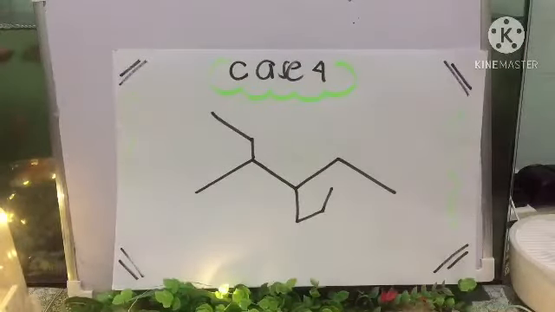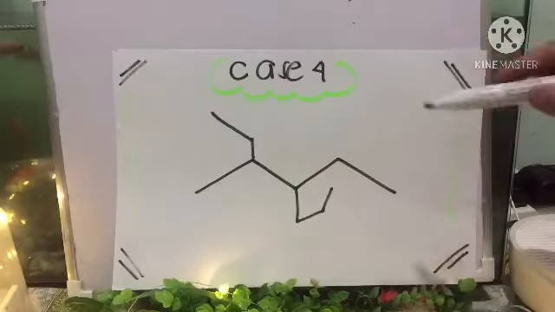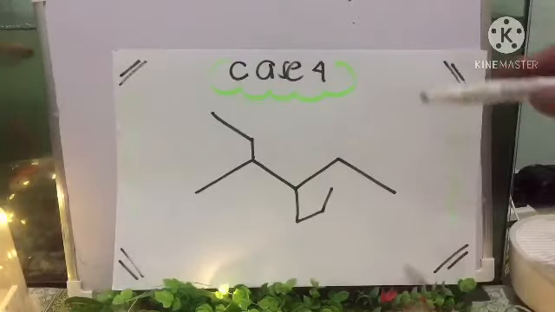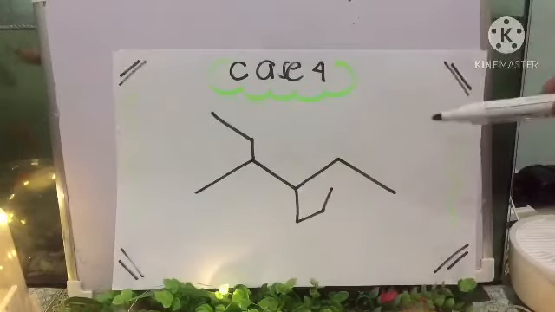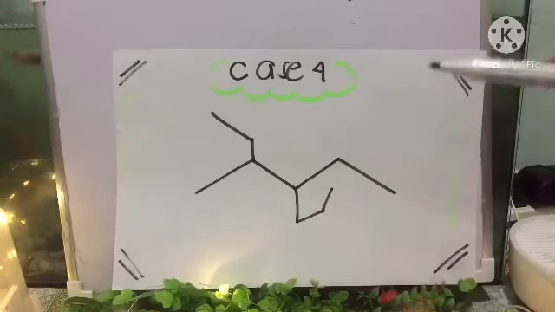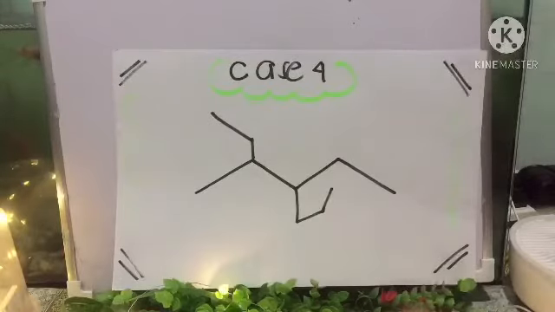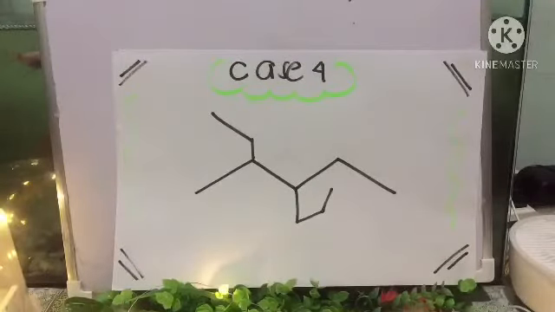Case 4. So the structure has 2 different long carbon chains. Some structures have 2 completely different size carbon chains, which we'll see here. So step 1, find the longest carbon chain. So let's see what we have.